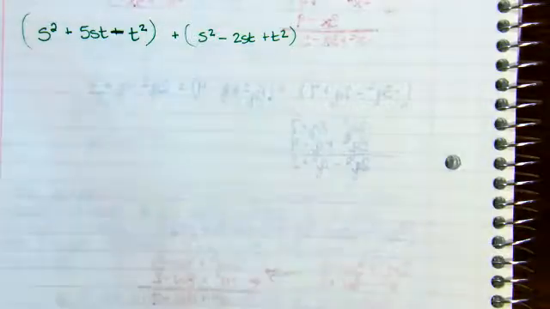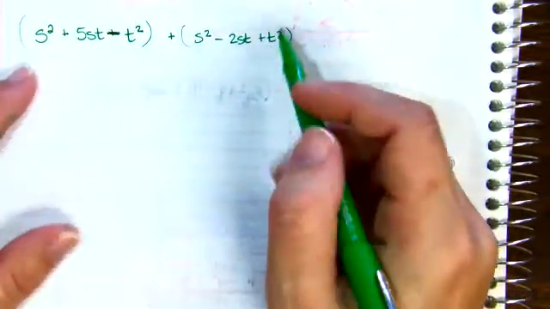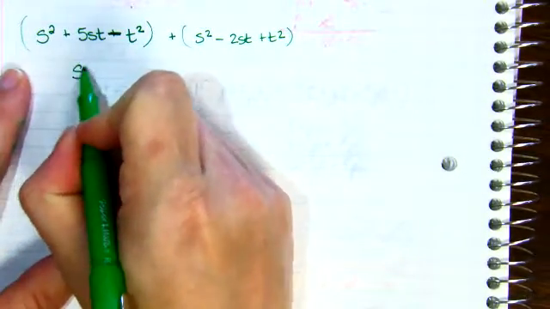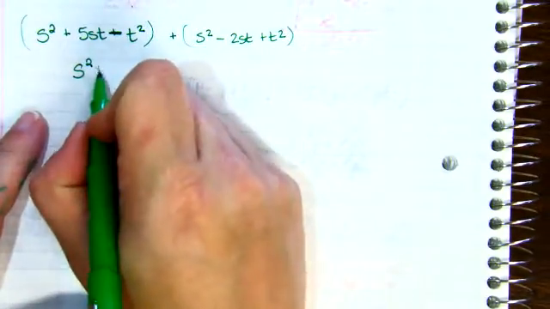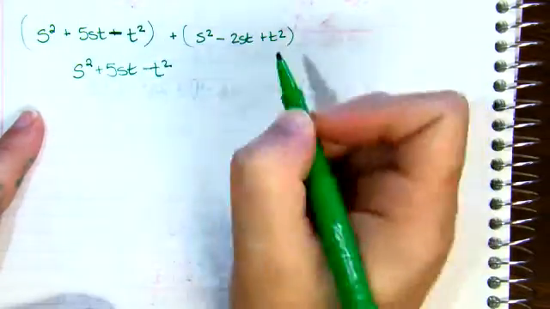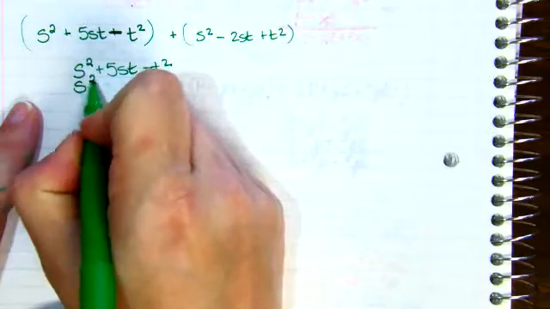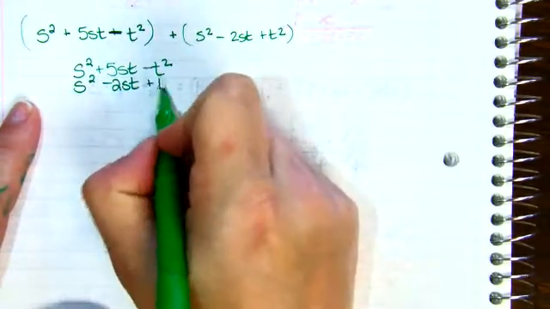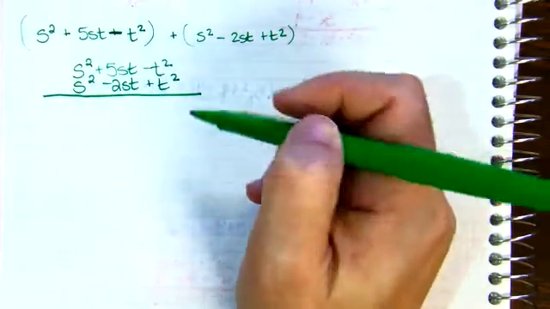This next example looks a tiny bit trickier, but it's really the same idea. We need to match up our like terms. So when I stack these vertically, I'm going to have my s squared terms first, and then I'm going to have my terms that have the s and the t next, and then the t squared term. And when I stack them vertically, I keep them in the same order. So s squared minus 2st plus t squared. So I still keep my like terms together.